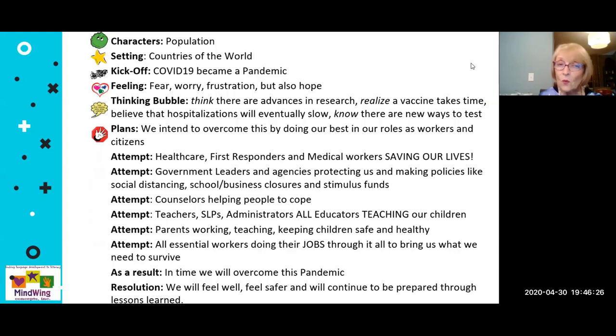Our plans, what was it? We intended to overcome this as a world, and by doing our best in our roles as workers and citizens in general. The attempts, the healthcare, first responders, medical workers, their focus was saving lives. So what did they do to carry out this plan? The government leaders, agencies protecting us, making policies like social distancing, ordering different cities and people in different places to wear masks, school and business closures, school from home, stimulus funds to help small businesses. We have counselors who did their role toward a resolution by helping people cope. My husband is one of them.